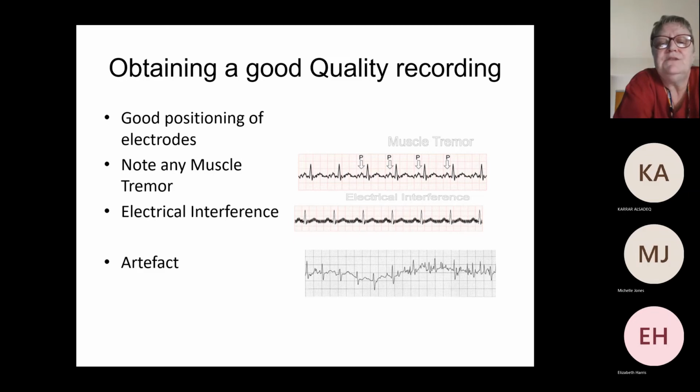So we don't want any electrical interference, we don't want any muscle tremoring, and ideally, that last picture is what's called an artifact. That's the patient talking, taking a big deep breath in, that's where you can see the dip, and then all that shimmering is where he or she is talking. So you usually hear them saying, can you just be quiet please, just for a minute while I do this, and stop the artifact so that the ECG machine can interpret it properly and you can see the whole PQRST complex. Next slide, please.